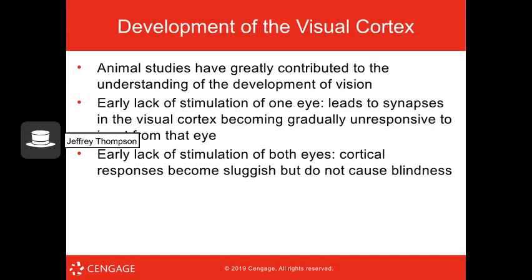So, by studying animals, we've learned a lot about how vision develops. Early lack of stimulation in one eye leads to those synapses in the visual cortex becoming gradually unresponsive to input from that eye. And early lack of stimulation in both eyes makes our cortical responses sluggish, but doesn't cause blindness. So, that old adage, use it or lose it, right? If you're not getting stimulation, then you're going to see a lack of the proper development of those pathways.